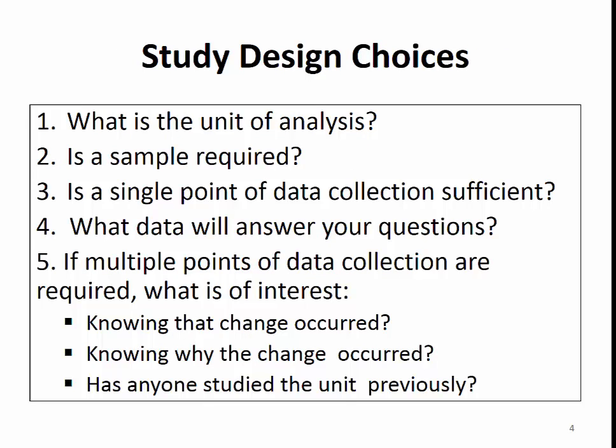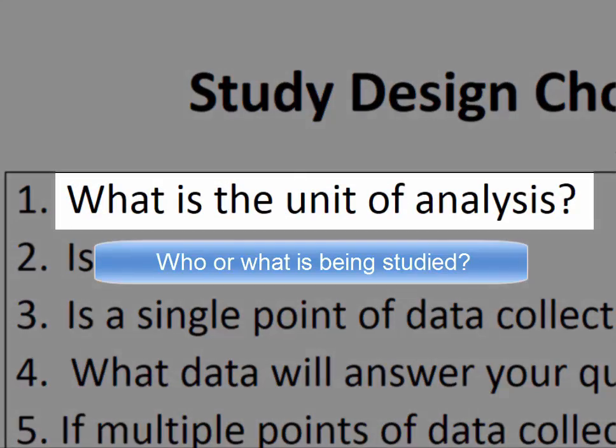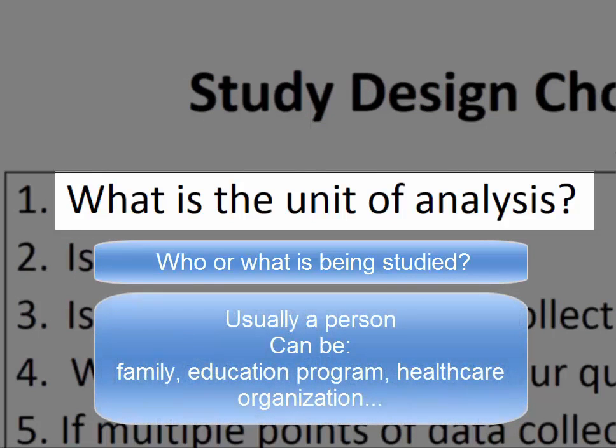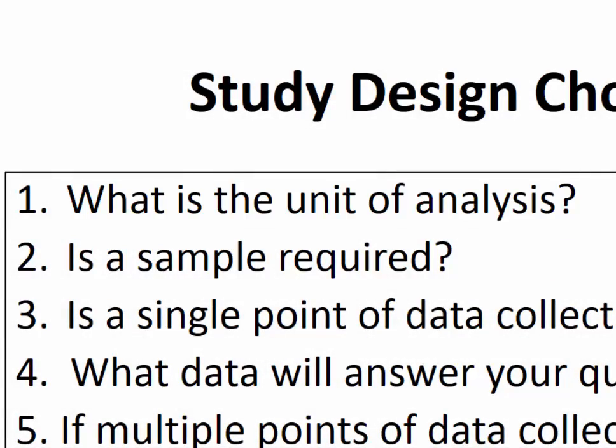Thinking about the purpose of the survey leads naturally to considering a number of other factors that will determine the overall survey research study design. First, who or what is being studied. This is called the unit of analysis. Usually the unit of analysis for a survey is a person, but it could be a family, an education program, or a healthcare organization. It is important to identify the unit of analysis up front, as it influences the sample design and the data collection methods.